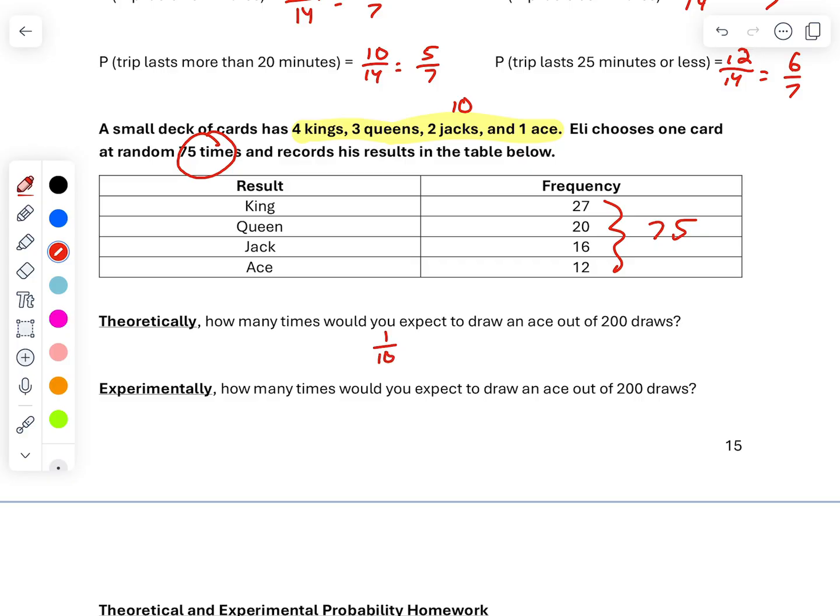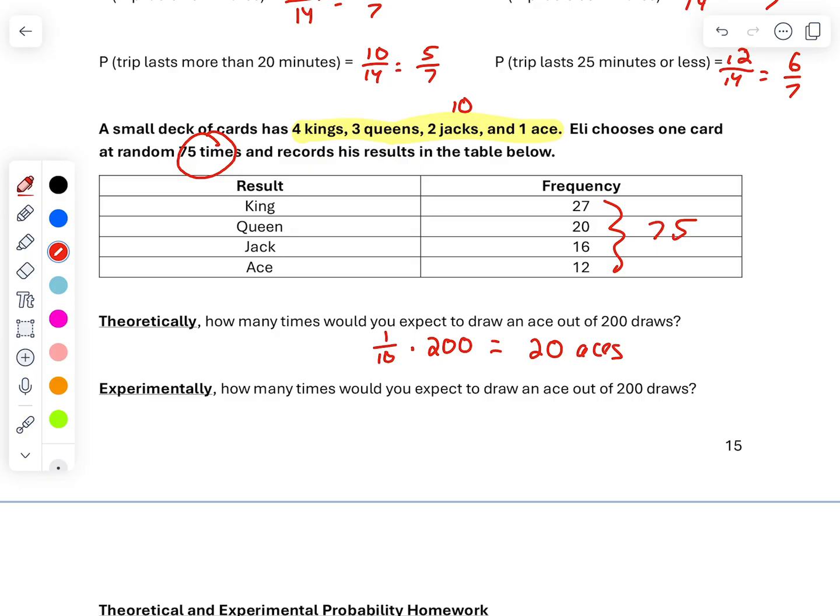So I have a 1 in 10 chance. If I draw one time, if I do this experiment once, I would theoretically expect to draw 1 in 10. But since I'm doing it 200 times, I would multiply this by 200. And when I do this, I get 20 aces. That's theoretically. Notice I did not use the table to figure out the theoretical because the table is actually doing the experiment.